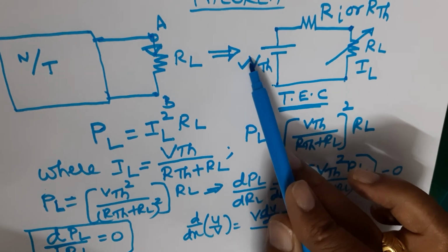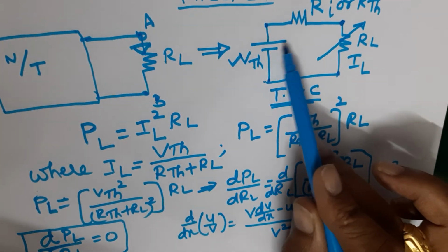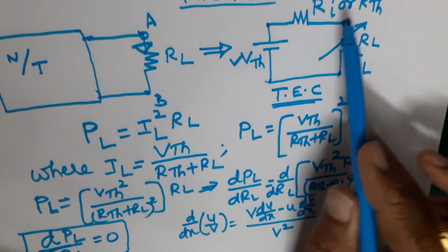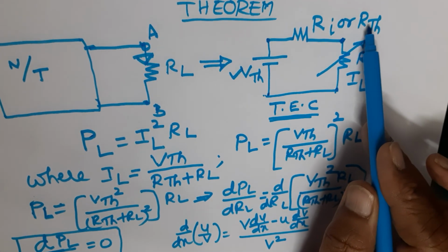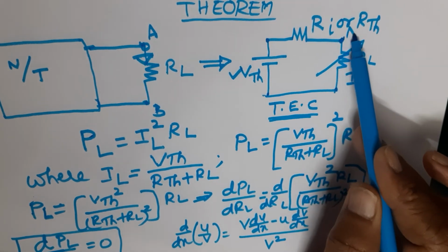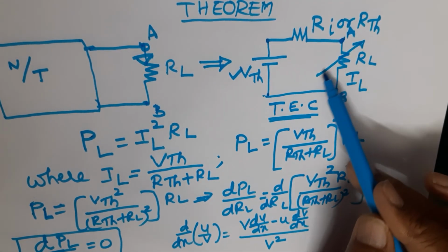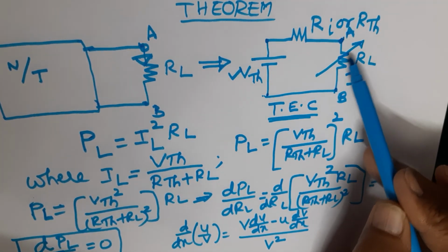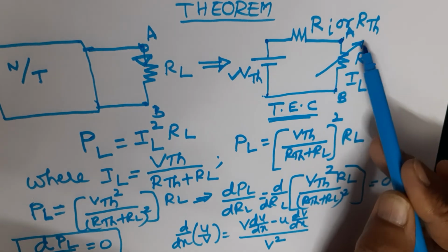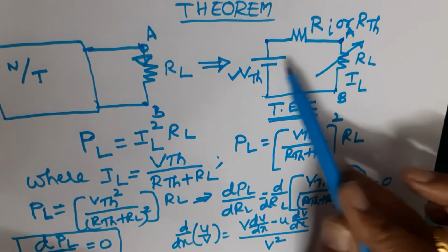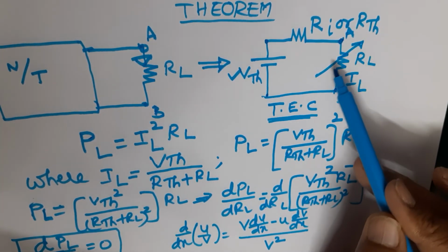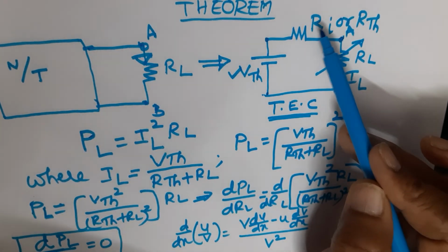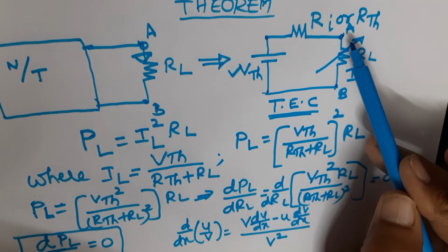That is our VTH. So the Thevenin's equivalent circuit is given by VTH in series with RTH, also called Thevenin's resistance. In order to get the maximum power across the load resistance, it is shown with a variable symbol, so we have to vary it accordingly. When will we get the maximum power from source to load? By varying this, whenever the load resistance is equal to the internal resistance of the network, only then will we get the maximum power.